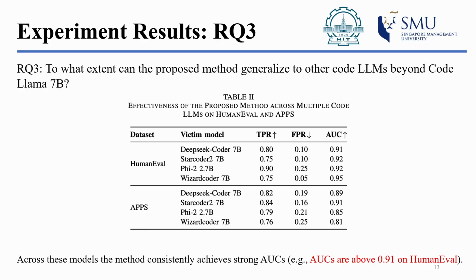On RQ3, we test our method on other code LLMs. Across these models, the method consistently achieves strong AUCs. On HumanEval, AUCs are above 0.91, and on APPS, AUCs remain high. This supports that the perturbation response signal is shared across diverse code LLMs.